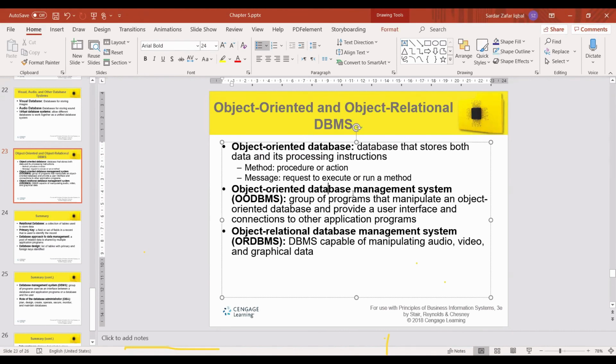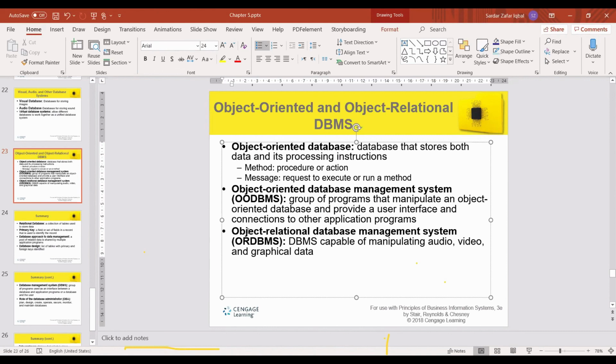Object-oriented database management system. Of course, for managing the database, you need a management system. So they have their own management system, a group of programs that manipulate an object-oriented database and provide a user interface and connection to other application programs. We have already discussed the role of the DBMS. The same role will be here for the object-oriented database. Every database needs some management system.